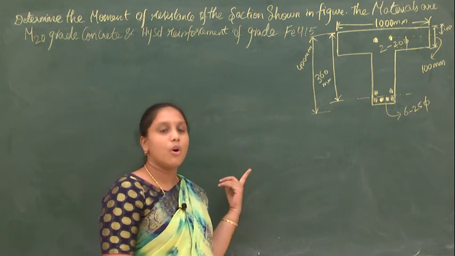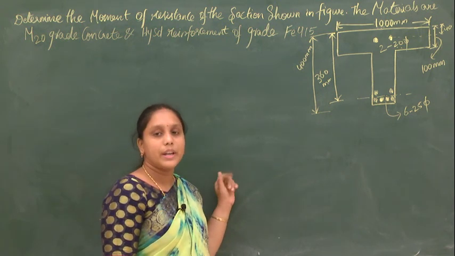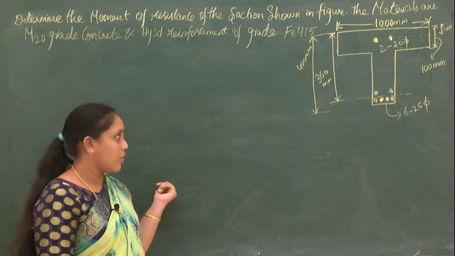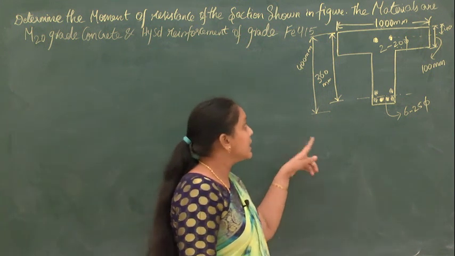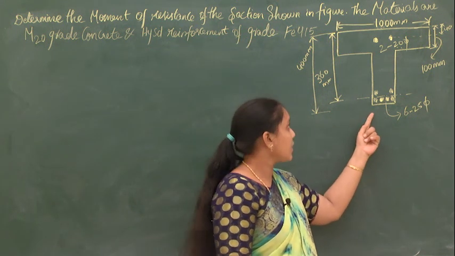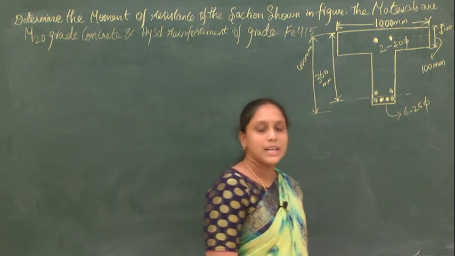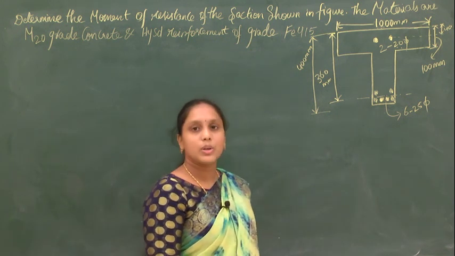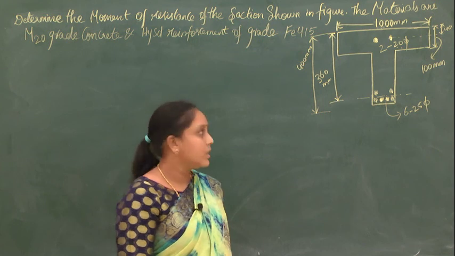So what is the grade of concrete? It is M20 and the grade of steel is Fe 415. And the remaining data is given in the figure here. And what is asked to calculate? It is asking to calculate the moment of resistance.